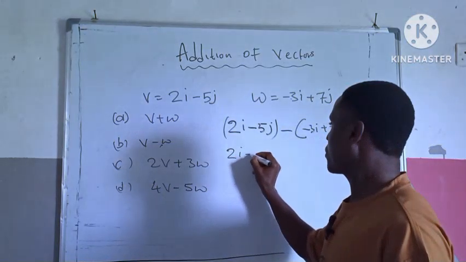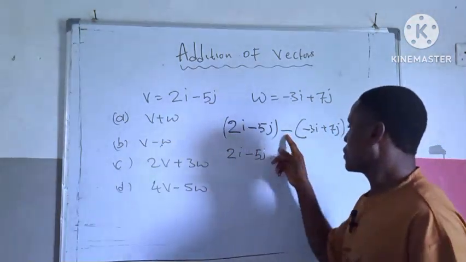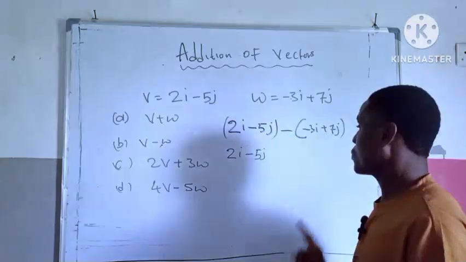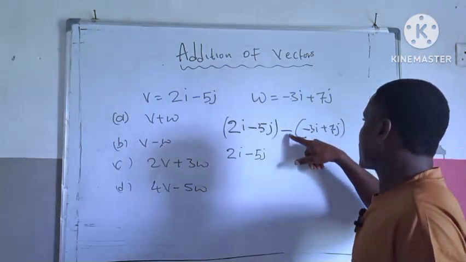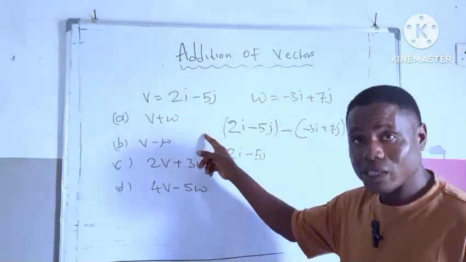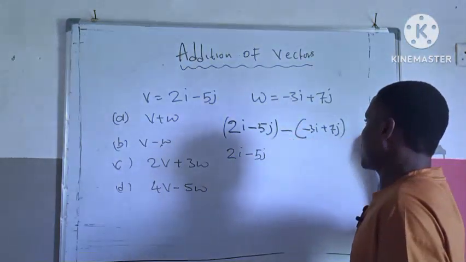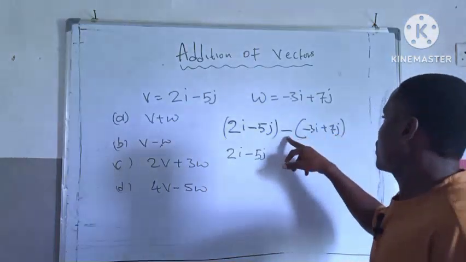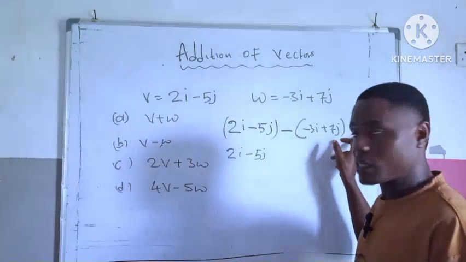So we have 2i minus 5j. Then look at this place, we have a minus sign there. So you have to be very careful. I said when solving, take note of these signs. They're very important. This sign is affecting everything inside this bracket, not your left side. Any sign here is only affecting the right side, not the left side.